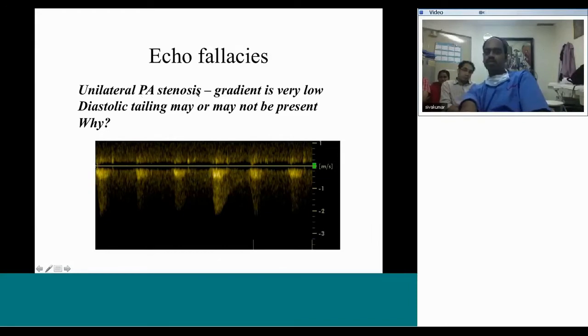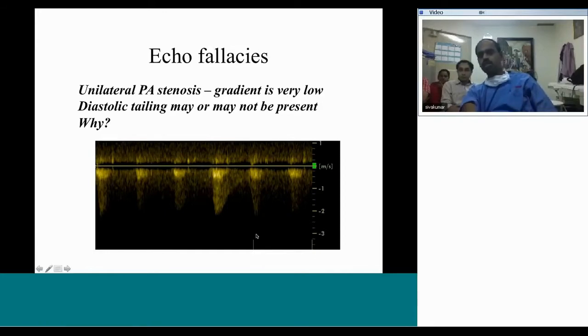Second thing, in unilateral PA stenosis, the gradient may be very low. So we need to understand that just because the unilateral PA stenosis has a gradient of 16 or 20 millimeters, thinking that it is acceptable is not the correct option. Sometimes they will be severely narrow, and you will think that since the gradient is not high, we need not intervene. The body will adjust all the pulmonary blood flow into one lung, and thereby will not increase the gradient at all.